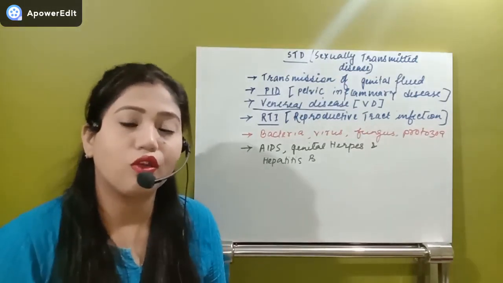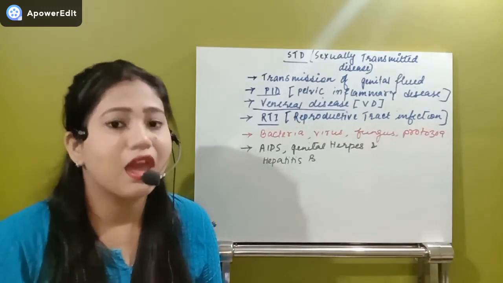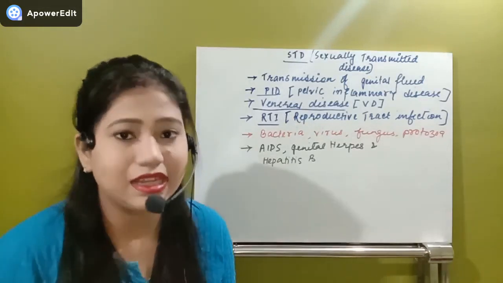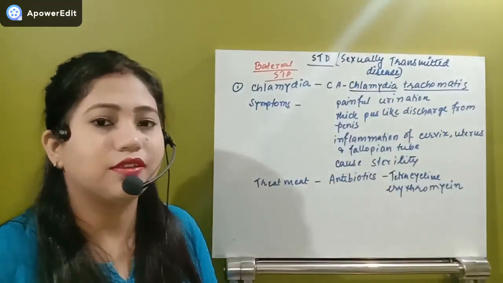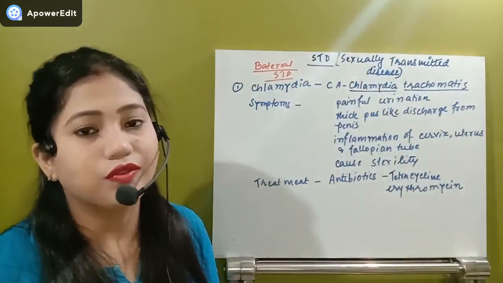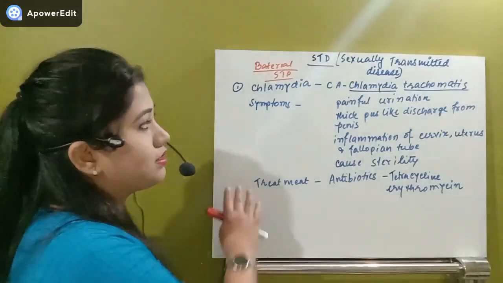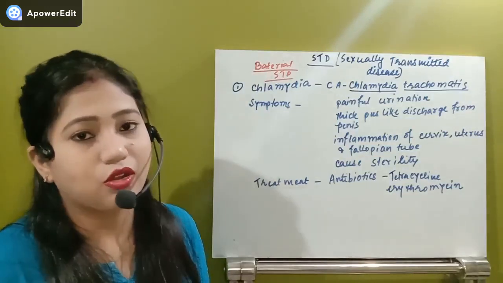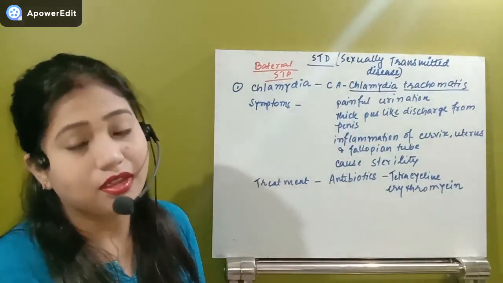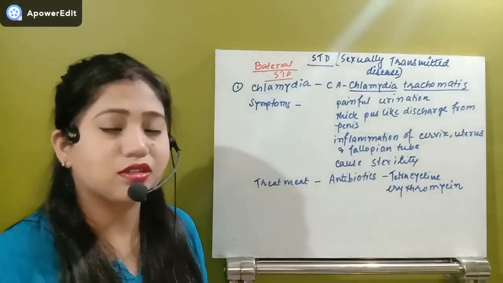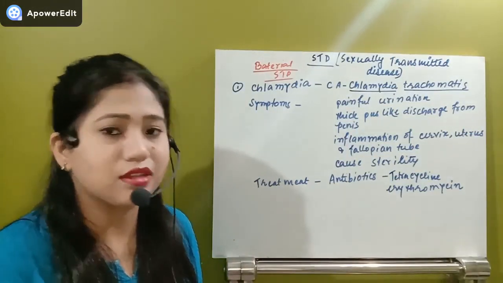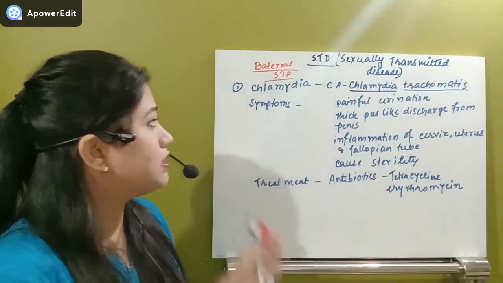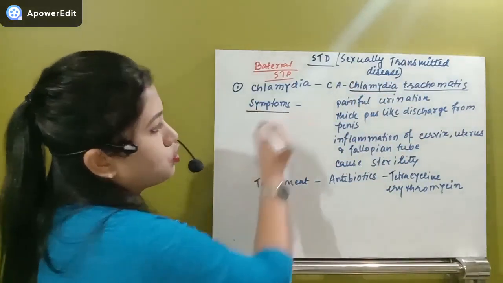So we will see all the types of diseases, their causative organisms, their symptoms, and if possible, the treatment. Let's start with the bacterial diseases. In the first category, we will start with bacterial disease. The first bacterial disease here is chlamydia, which is caused by the causative organism Chlamydia trachomatis. Remember, if a question asks for the causative organism, you have to underline the scientific name Chlamydia trachomatis separately. So first of all, we'll see the symptoms. What are the different symptoms?